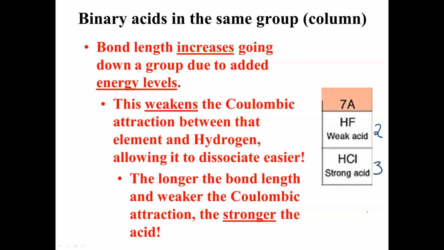Going down that column, you have HBr. That's one of our 7 strong acids. And we have HI. Okay, so we have HCl, HBr, HI, and a couple other strong acids. Br is in level 4, and iodine is in level 5. So of these binary acids in the halogen group, HI would be the strongest.